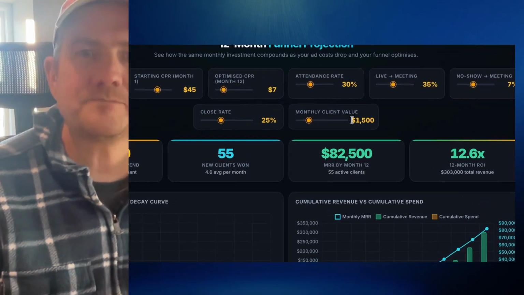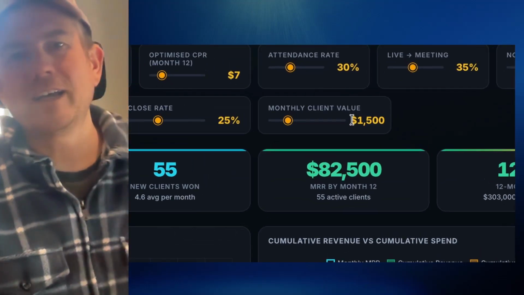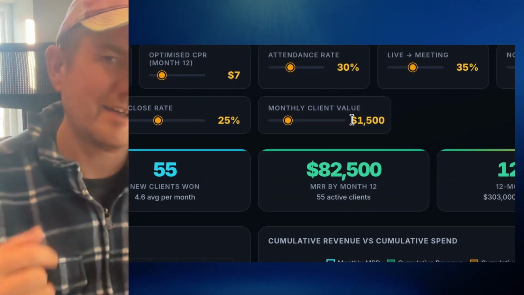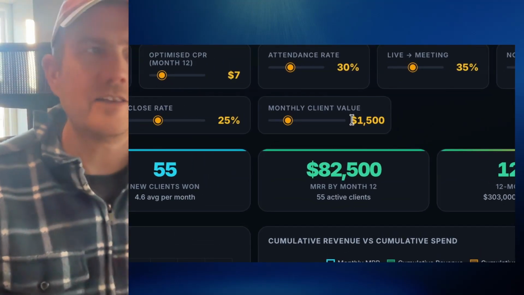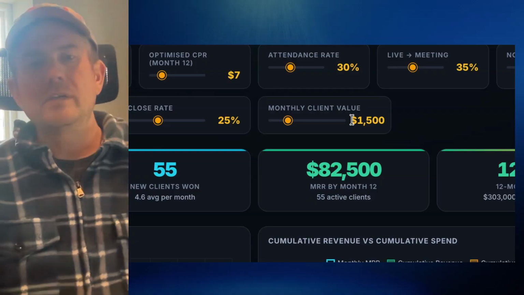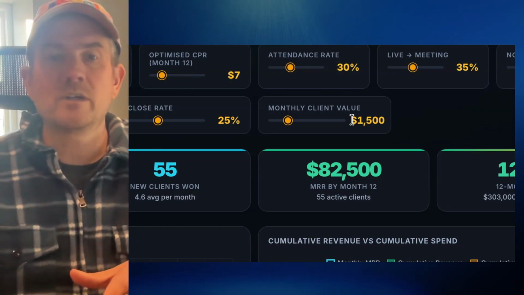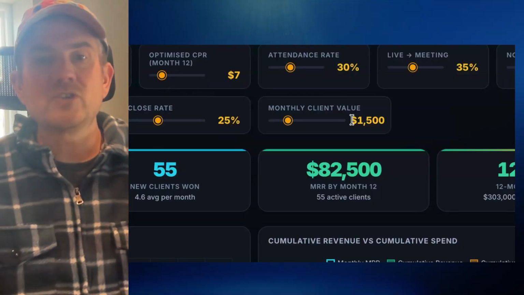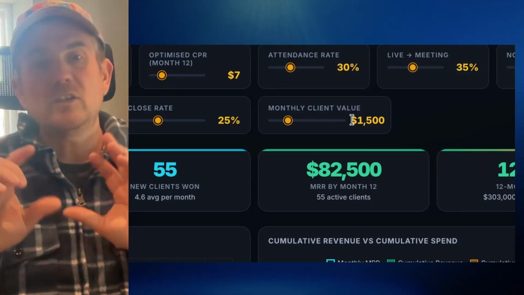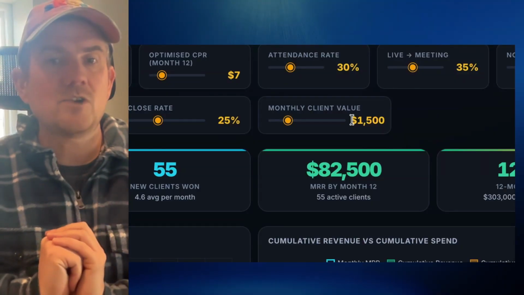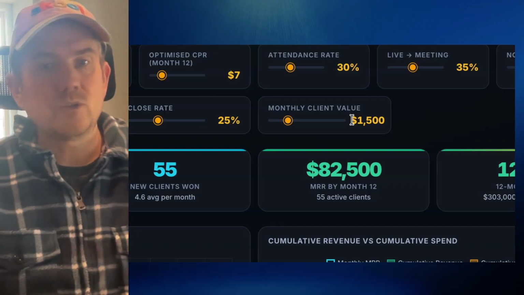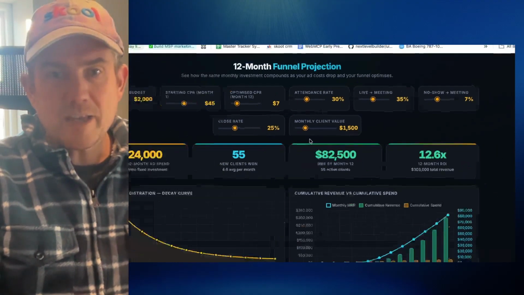And then the final one, your monthly client value. What is that? I put a very low figure here. And this is purely based on managed IT services. It doesn't include project work. It doesn't include margins on hardware or software. It's purely for the managed IT services contract. What does that value look like? Okay. Then we get into the results.